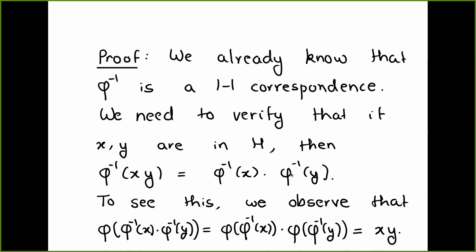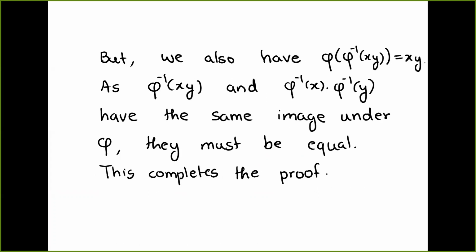But these are potentially two different elements of G that I want to show are the same. These two potentially different elements, if I apply phi to them, I get the same thing. But phi is a perfect matching, right? It's a 1-1 correspondence. So if after applying phi, two elements become the same, then they were the same to begin with. And so phi inverse xy is equal to phi inverse x times phi inverse y, which is exactly what I wanted to prove.